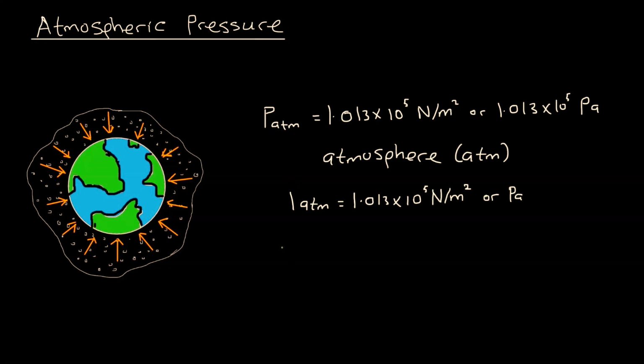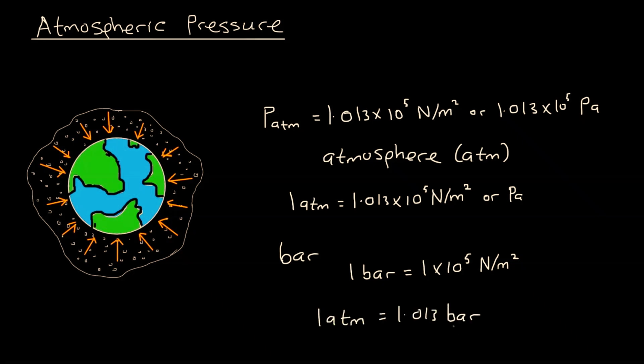Another unit of pressure sometimes used is the bar, which is defined as 1 times 10 to the power of 5 Newton per meter squared. So we can also say that 1 atmosphere equals 1.013 bar. If we have a vessel containing liquid where the liquid is exposed to the atmosphere at its top surface, the atmospheric pressure acts as an external pressure on the fluid, and the total pressure at any point in the fluid, according to Pascal's principle, will be equal to the sum of the pressure due to the weight of the fluid above that point and the atmospheric pressure.